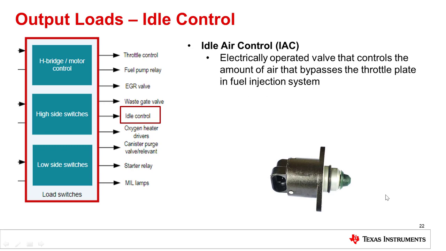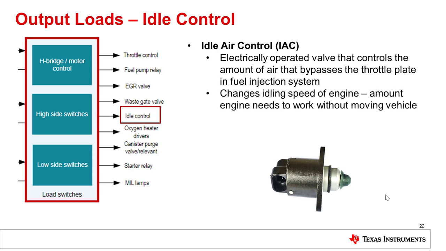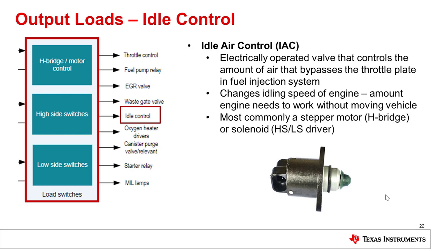Idle air control, or IAC, is used to control the amount of air that is bypassed into the fuel injection system from the throttle plate. This is needed when the engine is idle, or the amount of power the engine needs to work without moving the vehicle. An IAC valve can be motorized with a stepper motor or be solenoid driven, depending on the amount of control needed. The amount of air needed to keep the engine idle can depend on a multitude of sensor inputs.